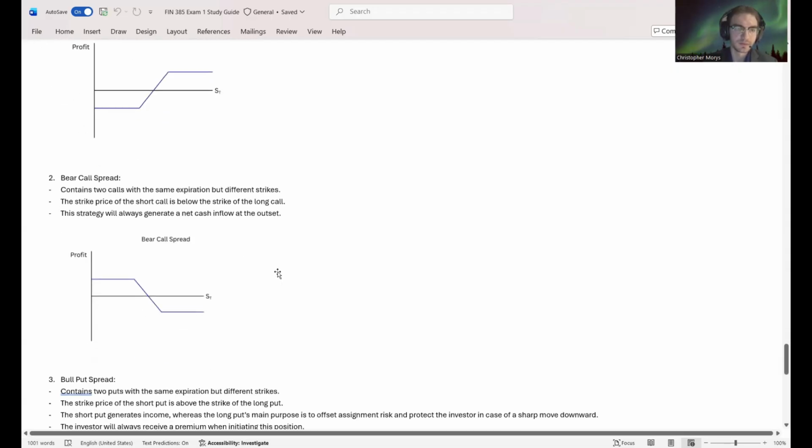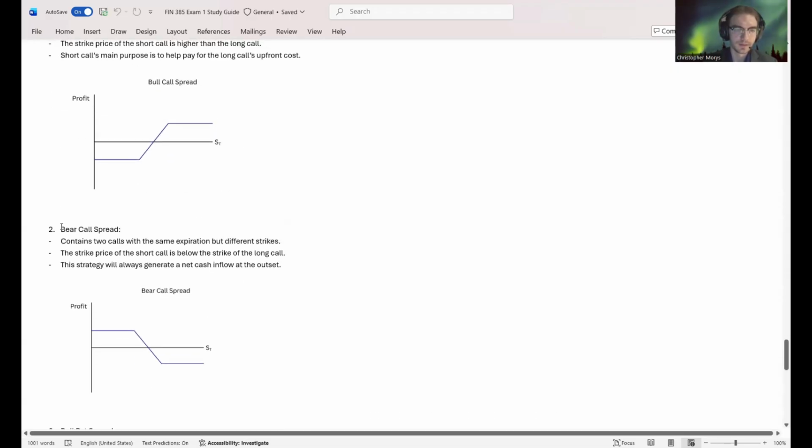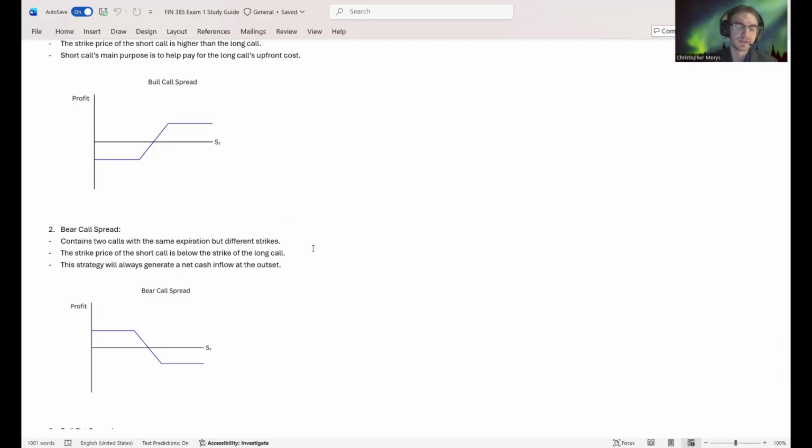Our second type of vertical spread is a bear call spread. It contains two calls, again, with the same expiration but different strikes. However, in this case, the strike price of the short call is below the strike of the long call. And due to the nature of the strategy, it will always generate a net cash flow at the inception, or the origin, of this trade.